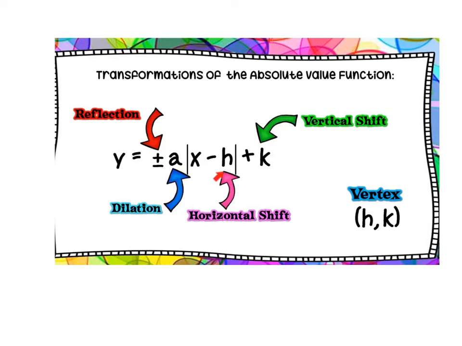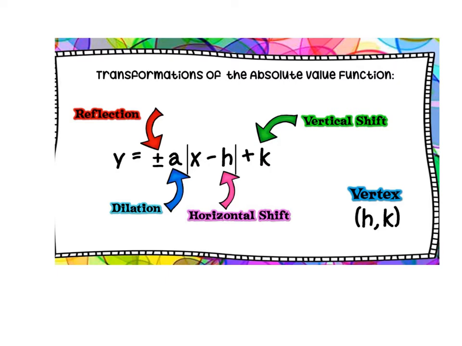Okay? Whatever is in this part here, it's going to be the opposite move on the x-axis, right? So if it's, let's say, minus 5, that means it's actually going to move to the right 5. If it was plus 2, the graph would move to the left 2. What we have here at the end is our vertical shift. If it's plus 5, it's going to go up 5. If it's minus 4, it's going to go down 4. And then your vertex is always your h and then your k value.